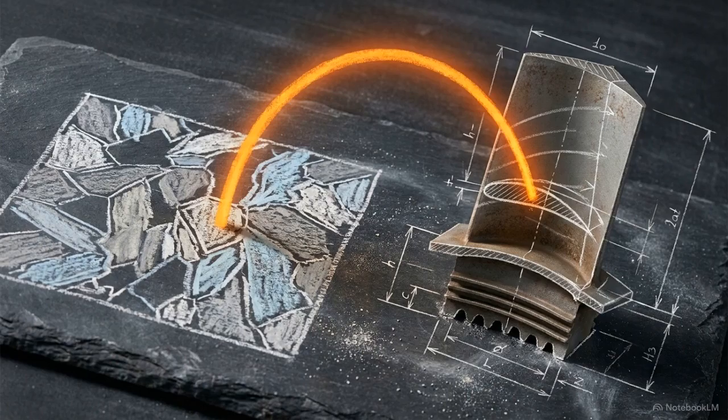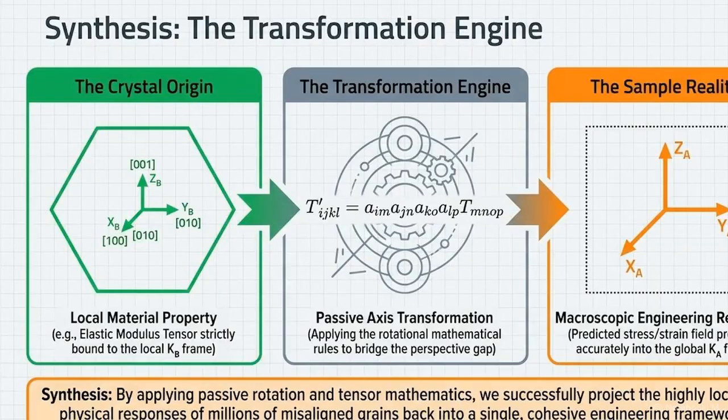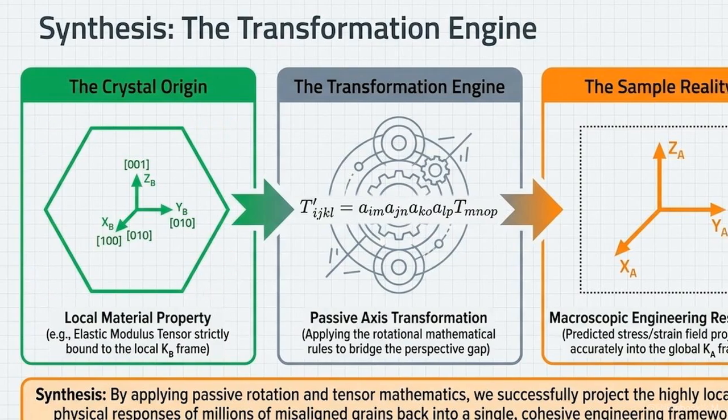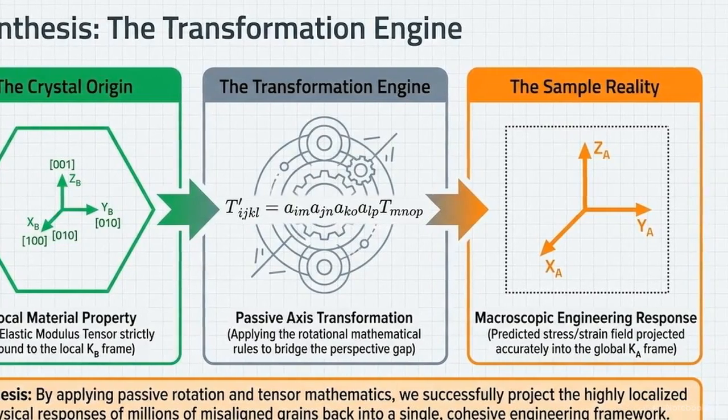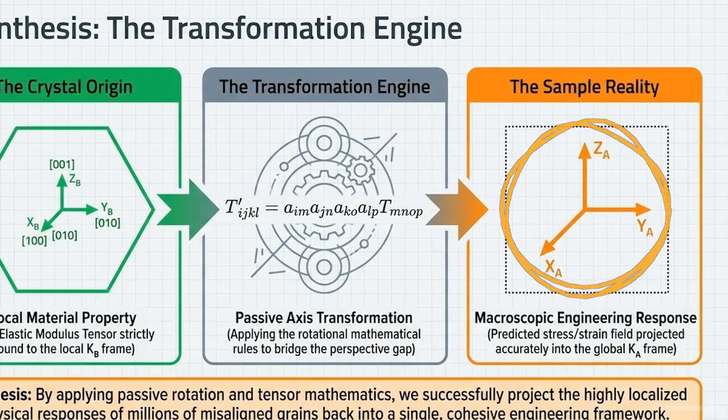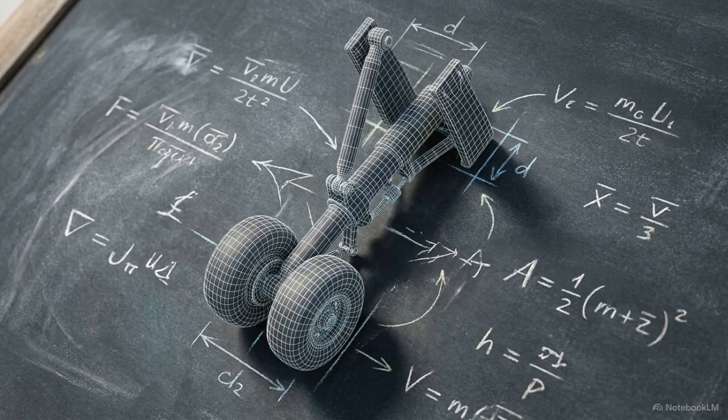These tensor transformations form a practical engineering workflow that bridges the gap between individual grains and the final component. The calculation begins in the green panel on the left. We identify the material property as it exists within the local orientation of a single microscopic grain. In the processing phase, we apply the fourth-rank passive rotation formula to that localized data. The output, shown on the right, is the successful mathematical projection of that hidden local data into the engineer's global reference frame. This process transforms microscopic directional data into usable information for macroscopic design.